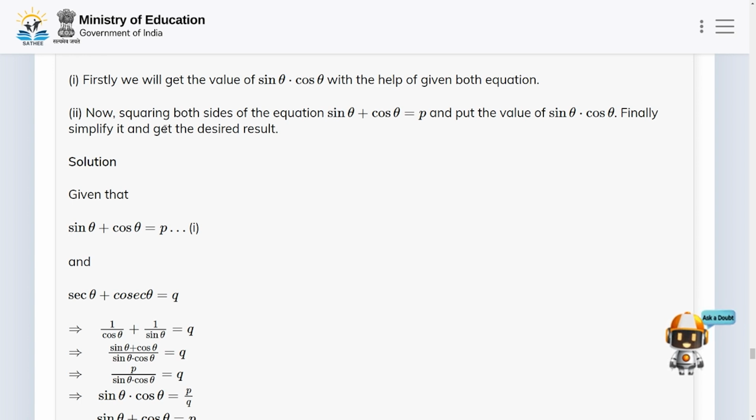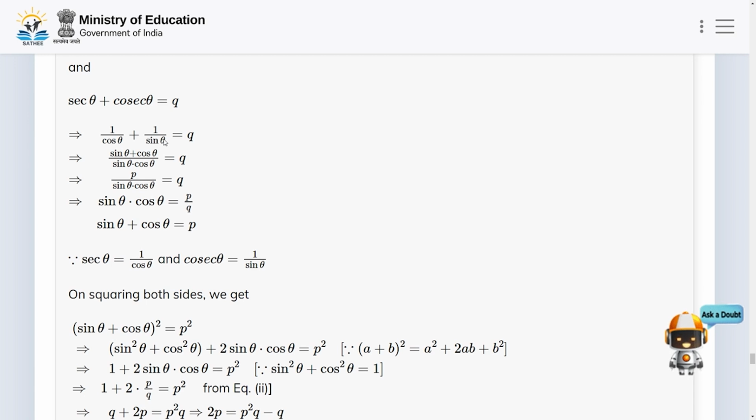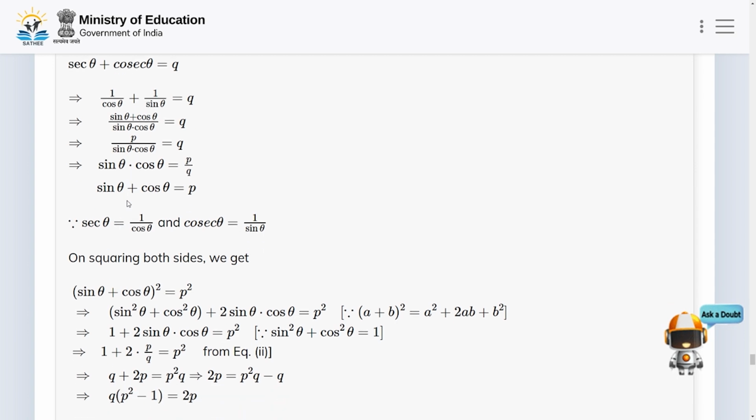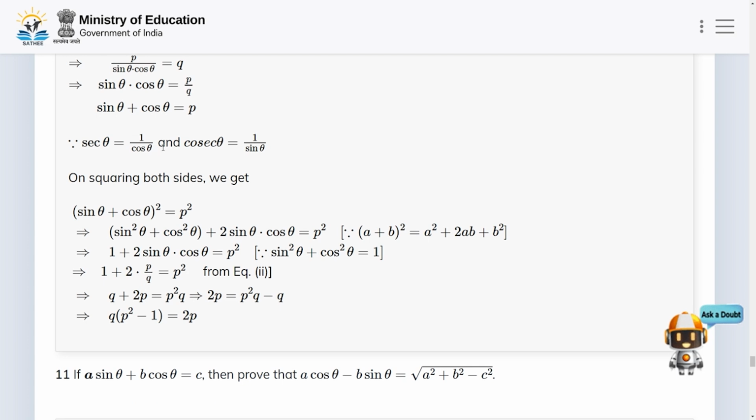So here it is given that sin theta plus cos theta is P and sec theta plus cosec theta is Q. Okay, so it implies 1 by cos theta plus 1 by sin theta is equal to Q. Okay, and it implies sin theta plus cos theta by sin theta into cos theta is equal to Q. Okay, and it implies P by sin theta into cos theta is equal to Q, and it implies sin theta into cos theta is equal to P by Q. Since sec theta is equal to 1 by cos theta and cosec theta is equal to 1 by sin theta.